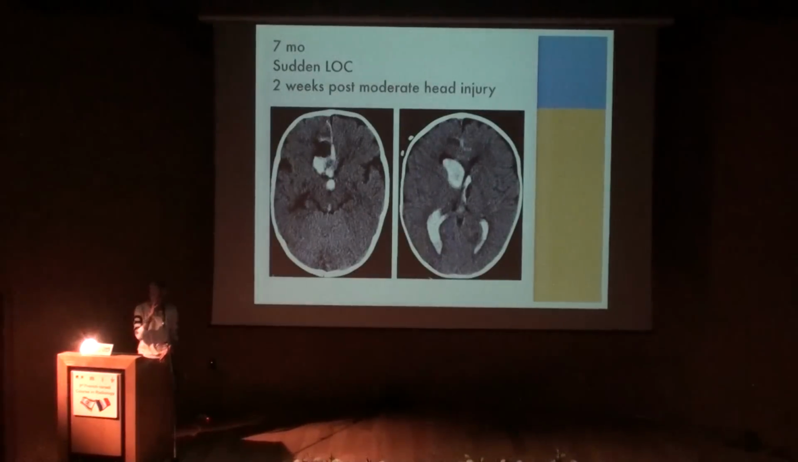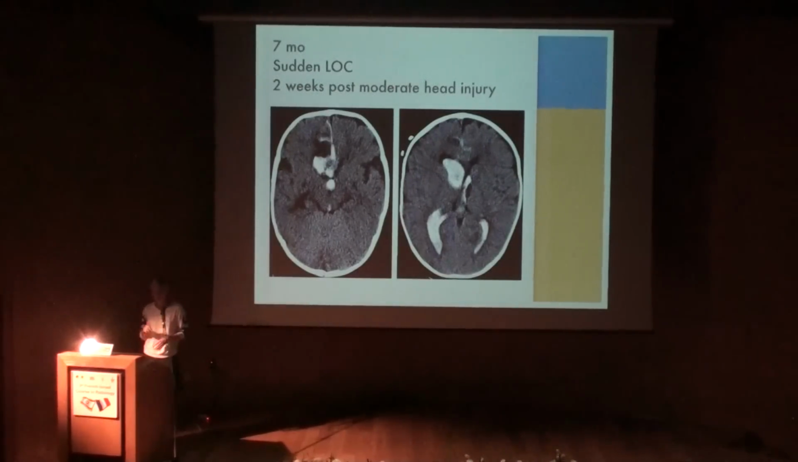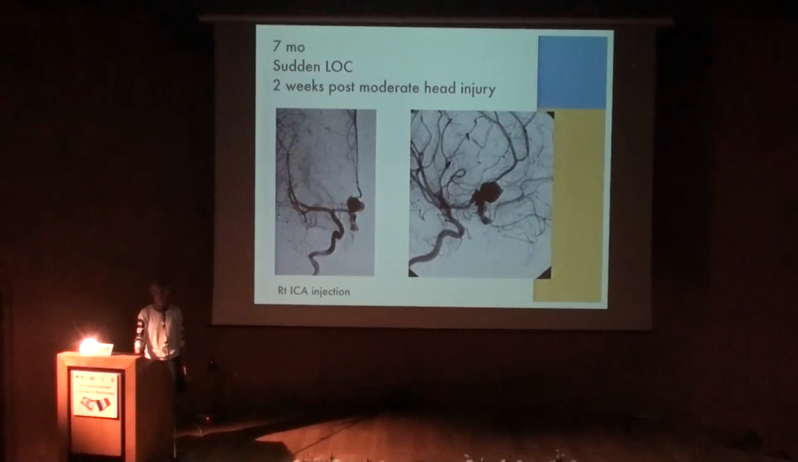So this is an example of a 7-month-old baby with a sudden loss of consciousness, and 2 weeks after, a story of a bump in the head, and he's got this huge hemorrhage in the ventricular system, probably in the corpus callosum and along the falx. And this is his angiogram.